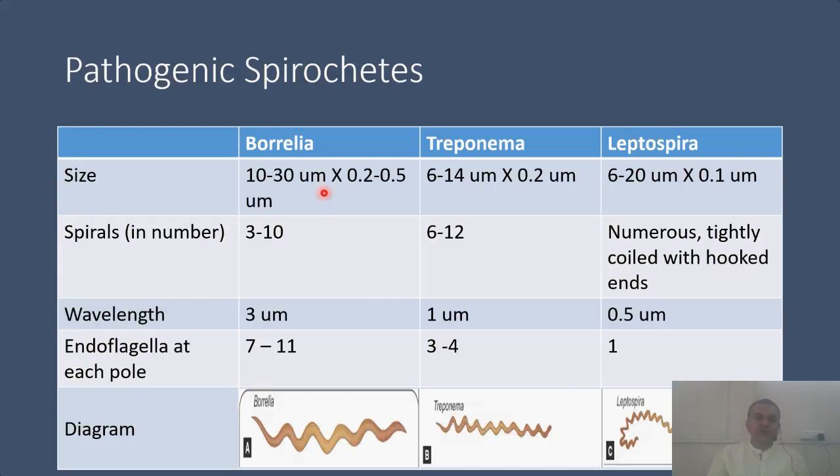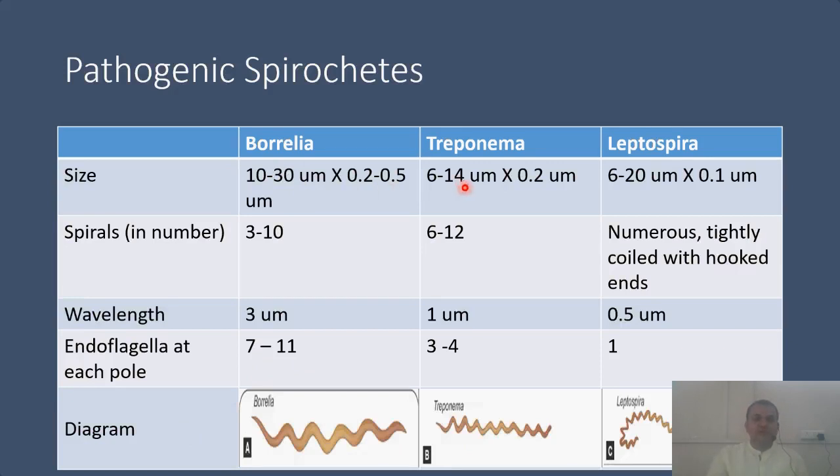When we see the pathogenic spirochetes, Borrelia, Treponema and Leptospira, in this order we are going to see what the differences are. I told them in this order because the order is decided depending upon their size, the length and the thickness. Borrelia is longer and thicker as compared to Treponema and Leptospira. The size is 10 to 30 microns in length with up to 0.5 micron in width, that is the thickness.